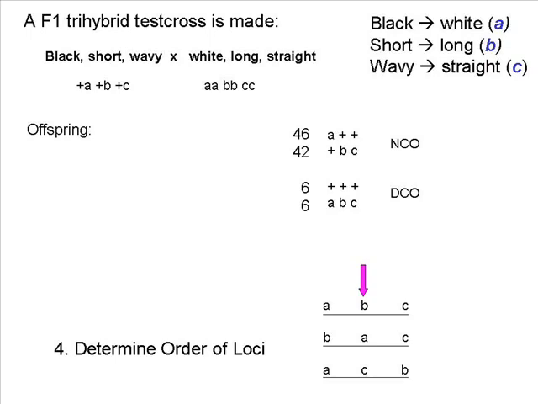Now, how do we get that in the middle? How do we determine that? We've written them down as ABC, but was that the right order or not? Well, that's a simple comparison of your no crossover to your double. Always start with your no crossover. Look at the difference between the two.